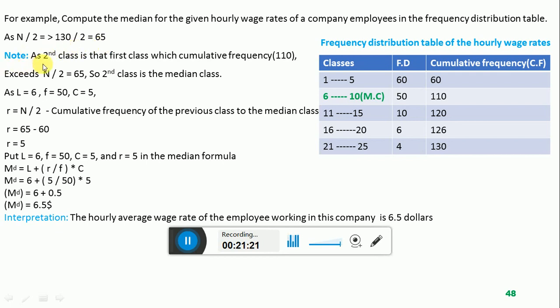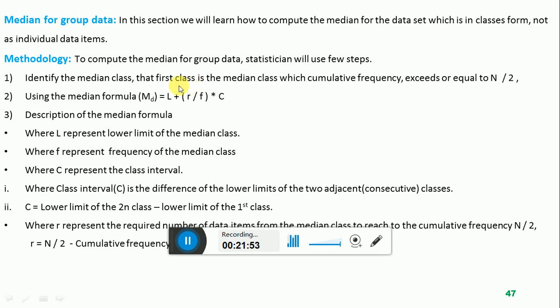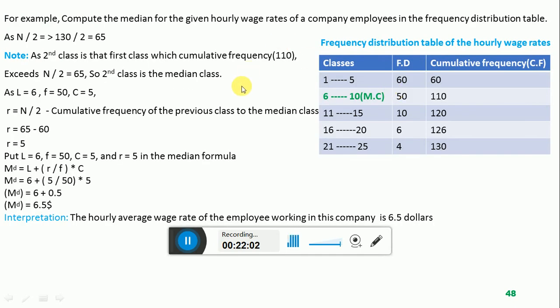Now note, the median class is the first class whose cumulative frequency 110 exceeds n over 2, which is equal to 65. So the second class is the median class. Come back to the frequency distribution table. The first column defines the classes, the second column the frequencies, and the third column the cumulative frequencies. As I told you in the previous slide, the first step is to identify the median class, the first class whose cumulative frequency exceeds or is equal to n over 2.